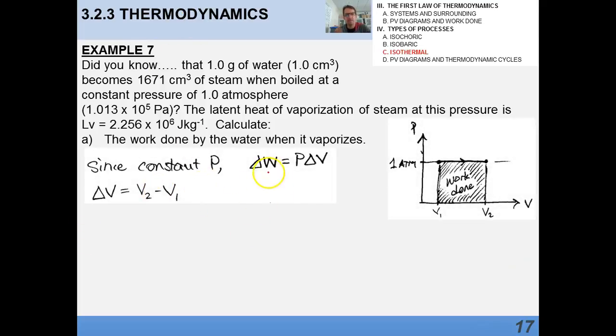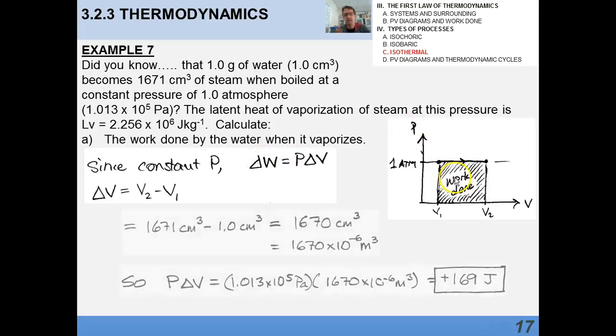The work done by the water when it vaporizes: I'm using delta W equals P delta V, and I'm visualizing it as a PV diagram here. I get that P delta V is positive 169 joules because I'm going from V1 to V2. It's an expansion because it's going from 1 cubic centimeter to 1671 cubic centimeters.